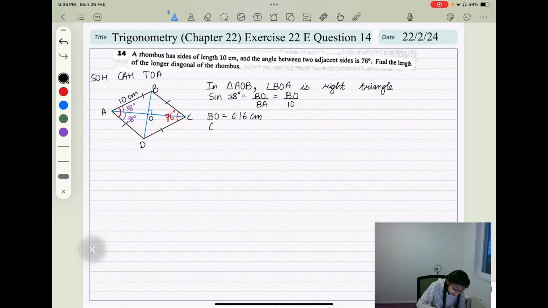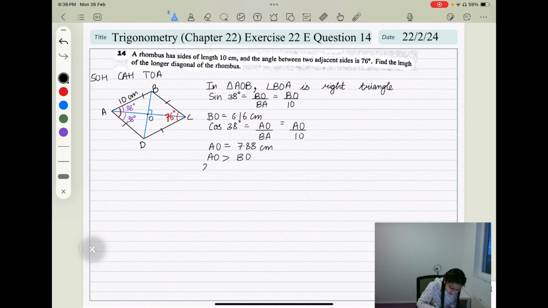Once you have that, you can calculate the same for AO. Here we're going to be using cos because we have to find the adjacent and we know the hypotenuse. So cos 38 degrees is equal to adjacent, that is AO, upon hypotenuse, that is BA. That would give us AO upon 10. That would give us the value of AO as 7.88 centimeters. Now once you have that, you can say that AO is greater than BO.